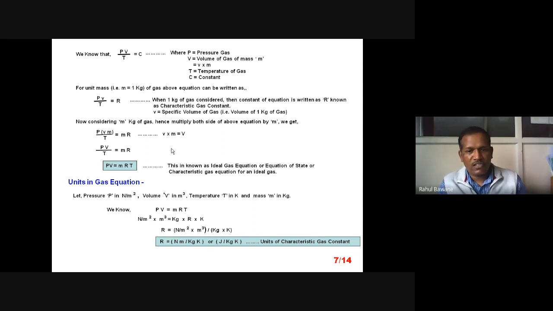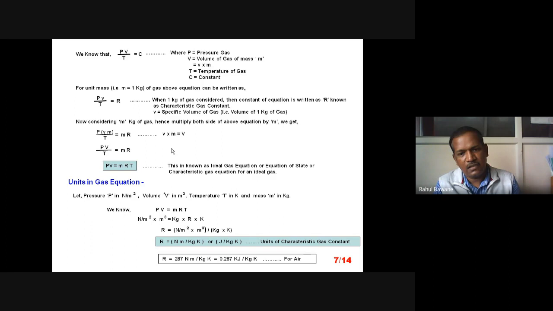Whenever the characteristic gas constant is given in kilojoules, during simplifying we have to put the value in terms of joules. For air, the standard value is 287 Newton meter per kg Kelvin, or you can say 287 joule per kg Kelvin. But many times it is given in terms of kilojoule, so it is 0.287 kilojoule per kg Kelvin. This is for air. Remember, I am talking about the characteristic gas constant. So the R value is different for different gases.